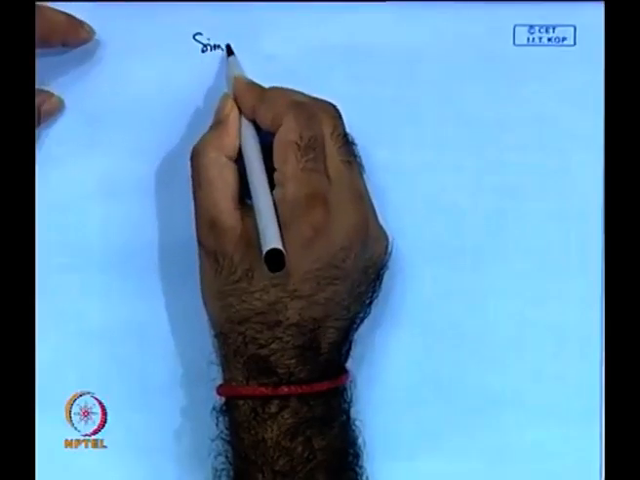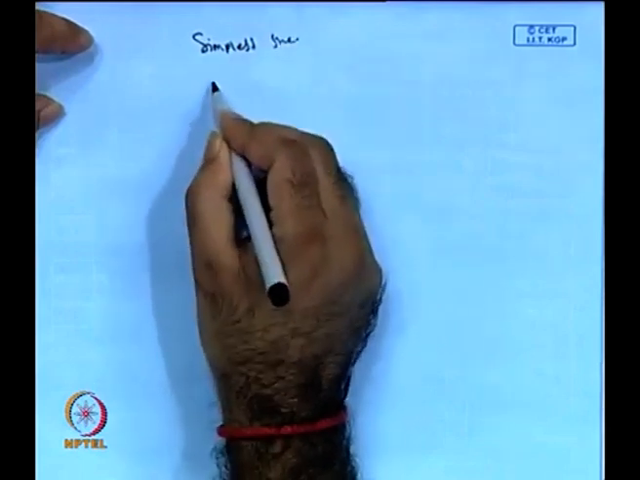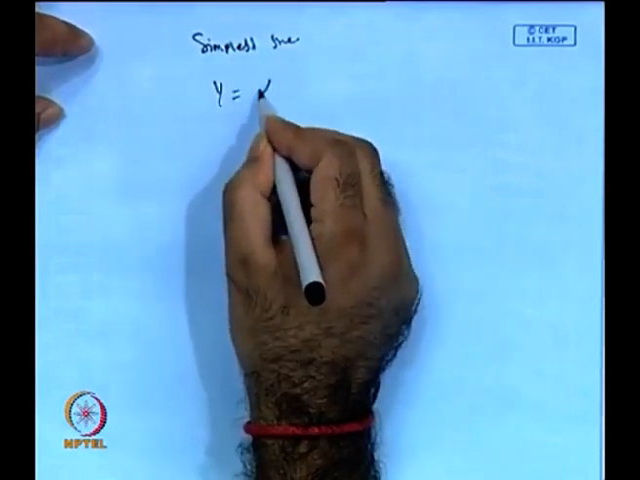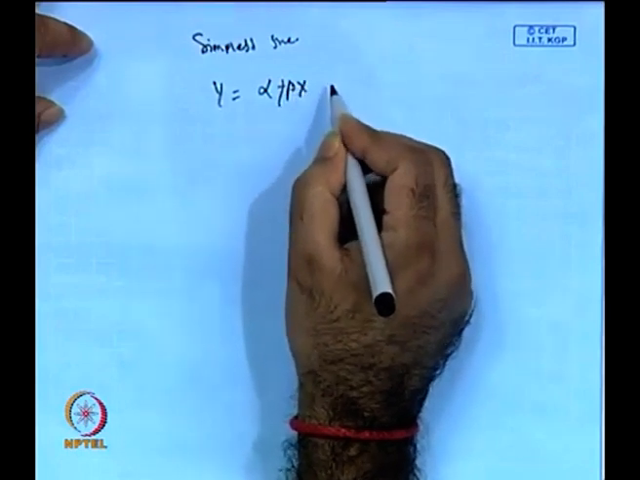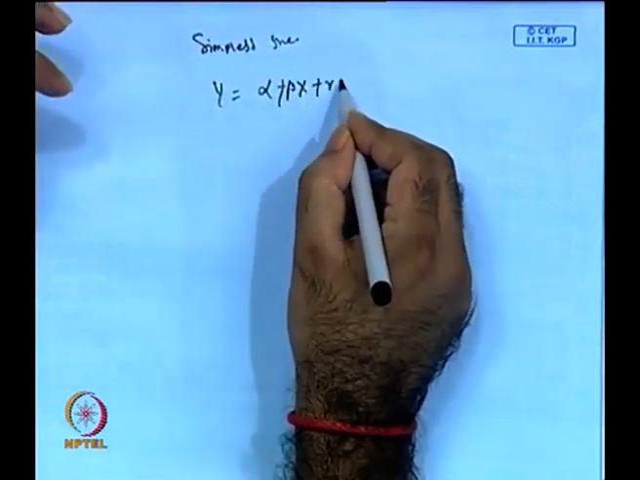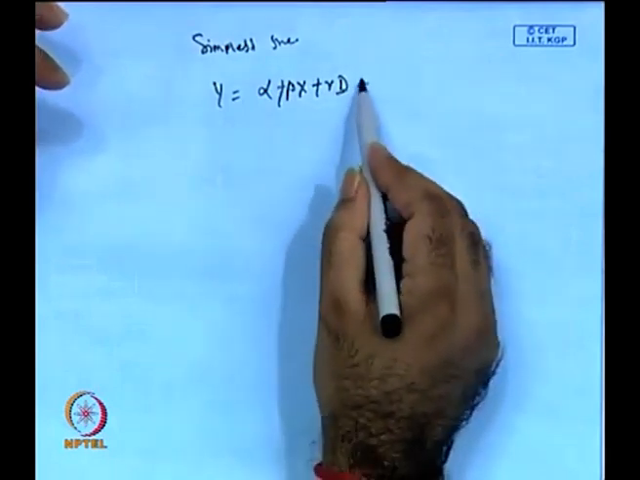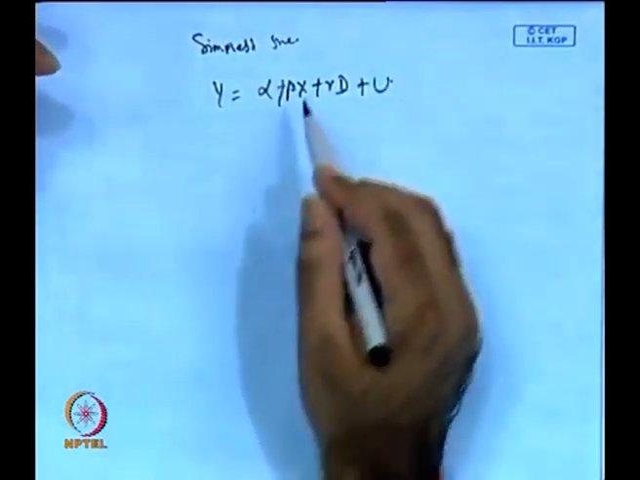So the standard we will discuss here, we start with this concept called an independent dummy structure first, that is, one dummy independent variable and one dependent variable only. So this is the simplest structure: y equal to alpha plus beta x, plus gamma d. So this is the simplest structure of dummy variable modeling.